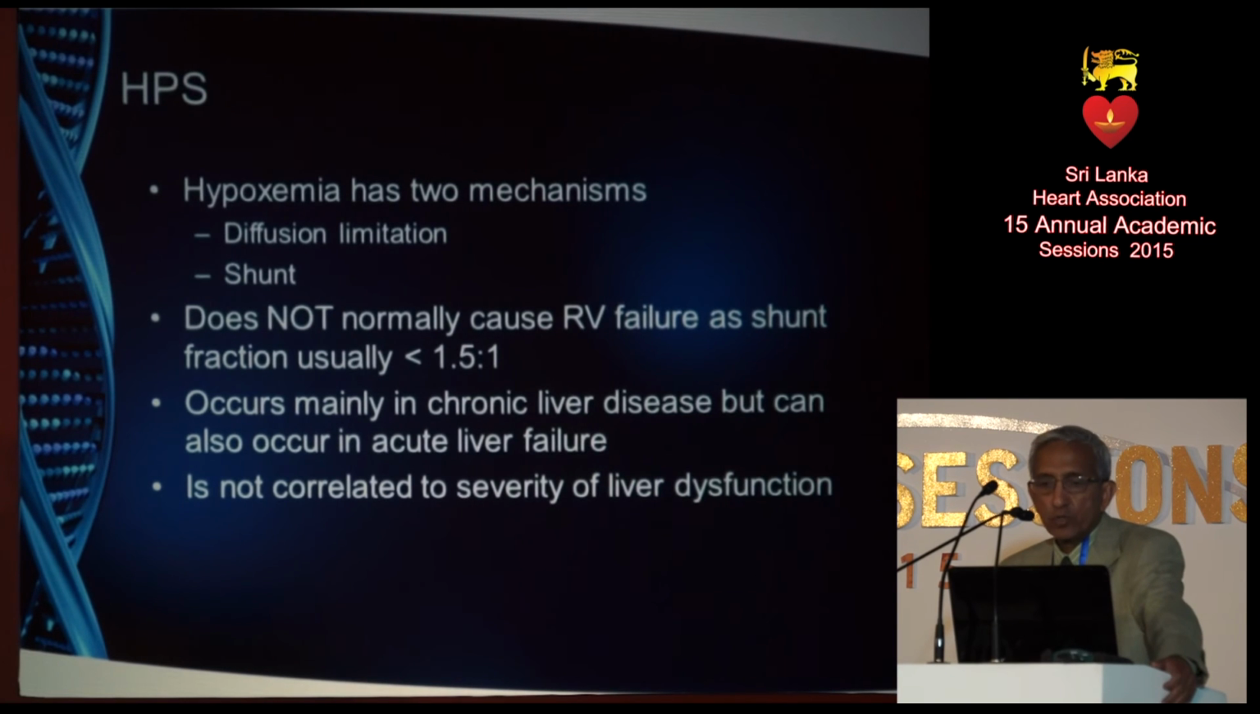Hypoxia itself has two mechanisms. You can have a diffusion limitation or a true shunt. It generally doesn't cause any right ventricular failure because the total shunt is less than 1.5 to 1, and occurs mainly in chronic liver disease, but occasionally occurs in acute liver failure. And generally, the severity is not necessarily correlated to the severity of the liver dysfunction.